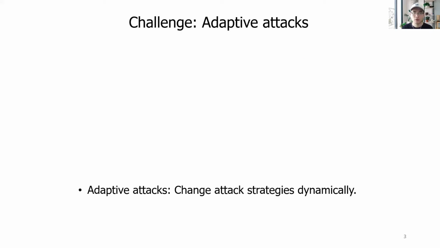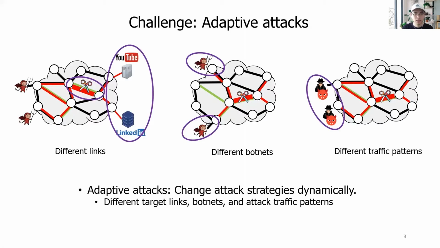Link flooding attacks are difficult to detect and mitigate because the attacker can change their attack strategy dynamically. For instance, the attacker can attack different target links by sending traffic to different decoy servers. They can use bottlenecks at different locations with different source IP addresses. And they can use different attack traffic patterns, such as heavy UDP flows or short-lived TCP flows or a mixture of them. All these strategies can help attackers evade the deployed defenses.